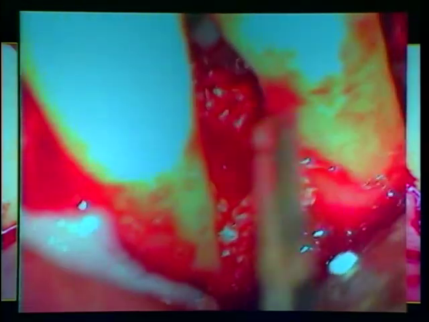how easy it stayed there on my instrument as I moved it in there. We lightly pack it into the defect. We don't want to compress it too much because we want to leave space for the blood vessels and the cells.